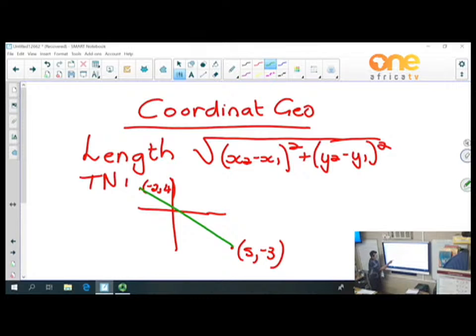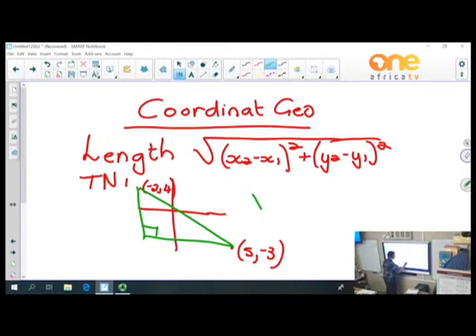This always forms a right angle triangle. And this is why we can use Pythagoras here to calculate that length. So it's actually the hypotenuse that you are calculating there. Which one is the first point, this one or this one? Actually, it doesn't matter. The signs will cancel out, so it won't matter. But you can start with any one. Just to make it easier, we'll take this one as the first one, and this one is the second one.